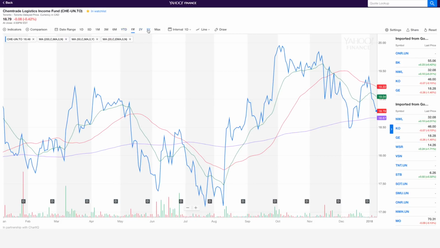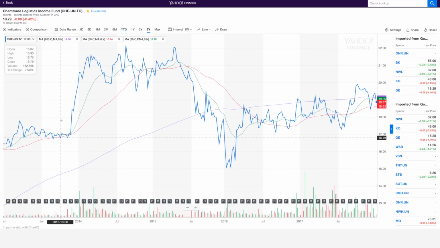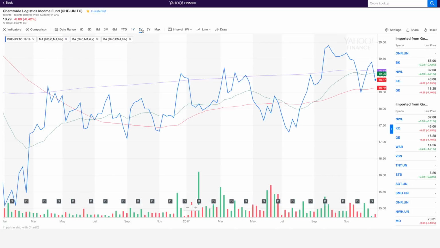If we go back 5 years, you'll see this purple line, which is the 200-day moving average, and it's just kind of increased over time. And these D's down here are the dividends that are paid. So every time you see a D, and this is going back 5 years, that's a dividend payout. So in the last 2 years, it's paid out dividends 24 times, once every month.